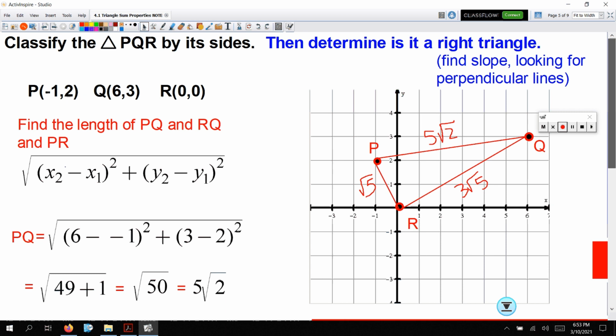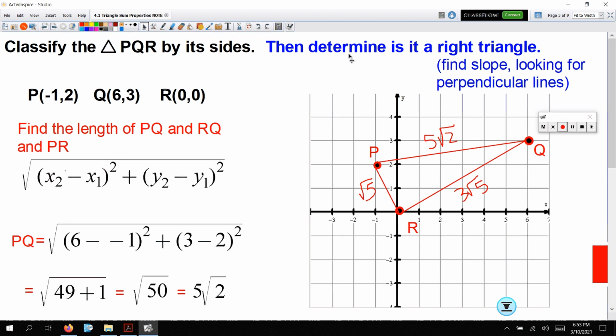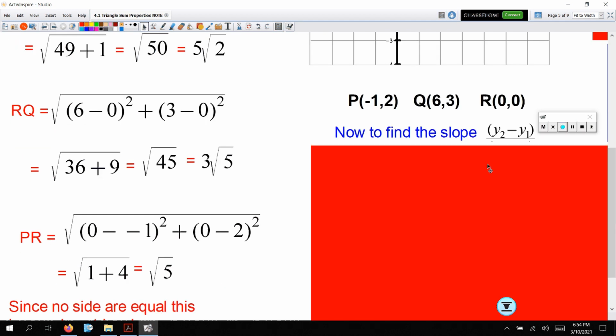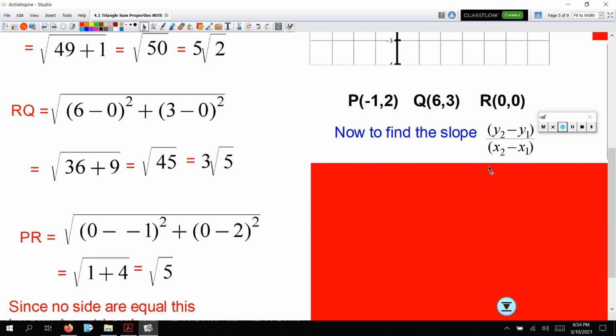Back to the top, because then there was another question that said, then determine, is it a right triangle? We are looking for perpendicular lines, right? Reciprocal opposite slopes. So now we have to take the slope of all three sides. After this, we're all going to be geniuses with slope, okay? So remember the slope formula.